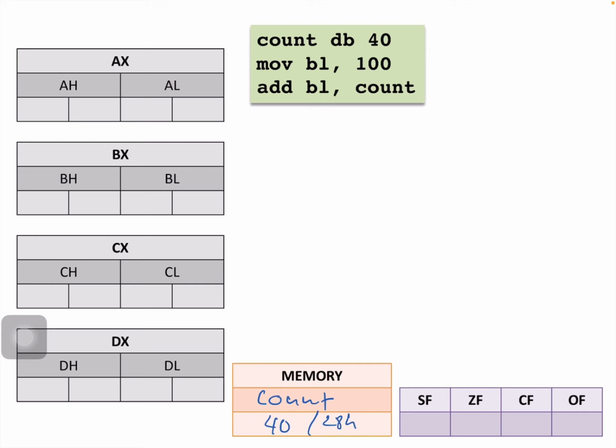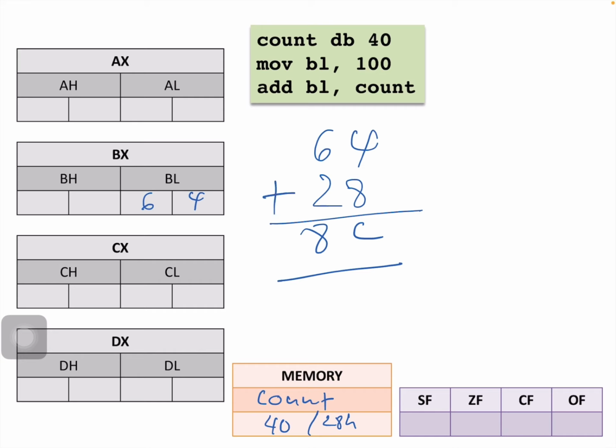Now let's move to the second instruction, mov BL, 100. 100 in decimal is 64 in hexadecimal, so in BL there will be 64. Now add BL, count. In BL there is 64 in hexadecimal, and in count there is 28 in hexadecimal. So add 64 with 28. 4 plus 8 is C, and 6 plus 2 is 8. So the result is 8C, and it will be placed in BL. Now 64 will be gone, replaced by 8C.